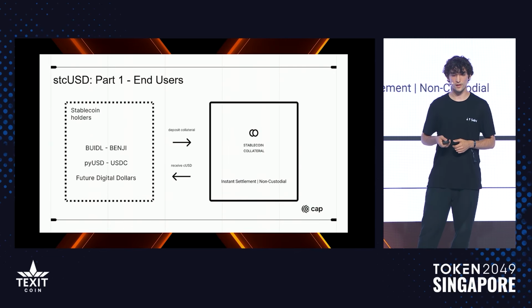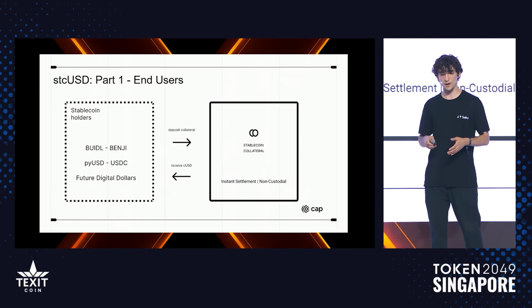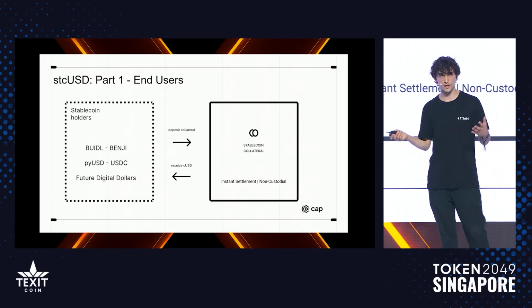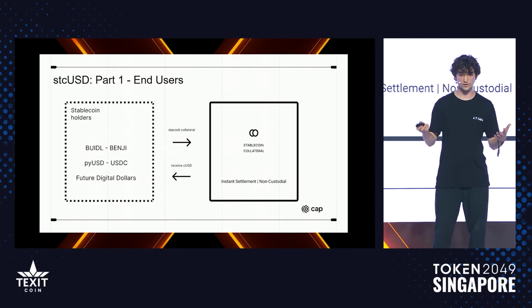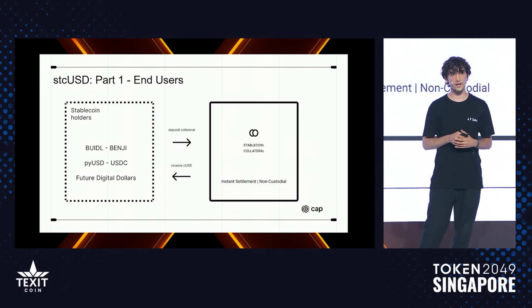Let's quickly go through the life cycle of a dollar. Let's say you're a Franklin Templeton user earning 4% on Benji, but you want to earn more yield. You will deposit it into a reserve, and now the reserve will be earning a base rate of 4% from our agreements with Franklin Templeton.